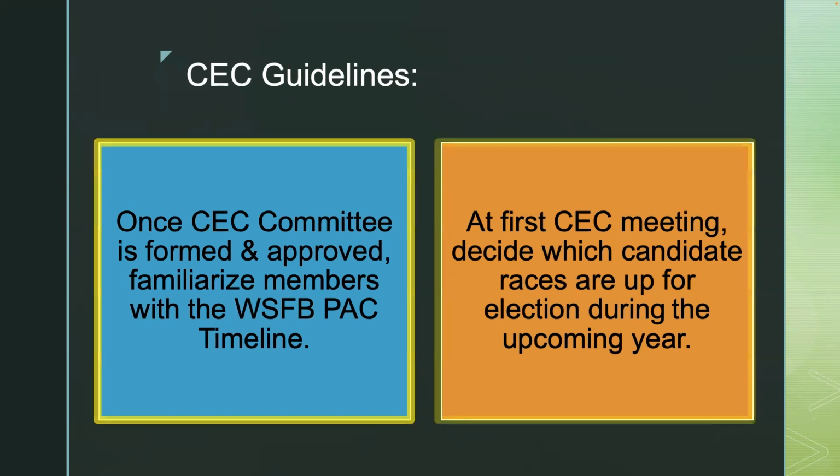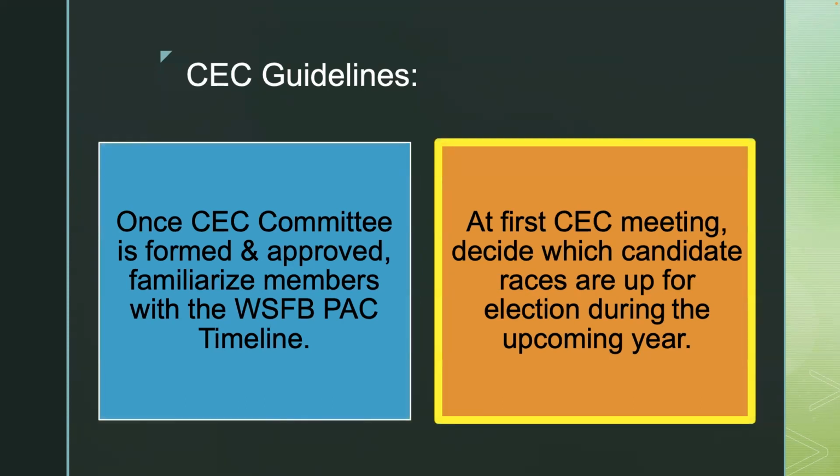And then, like I mentioned, at the first CEC meeting, decide which candidate races are up for election during that upcoming year. Which races does your county want to make recommendations on? You don't necessarily have to look at all of the races. They're available to look at, but you can determine in that first meeting which races you're going to really hone in on and look forward to.